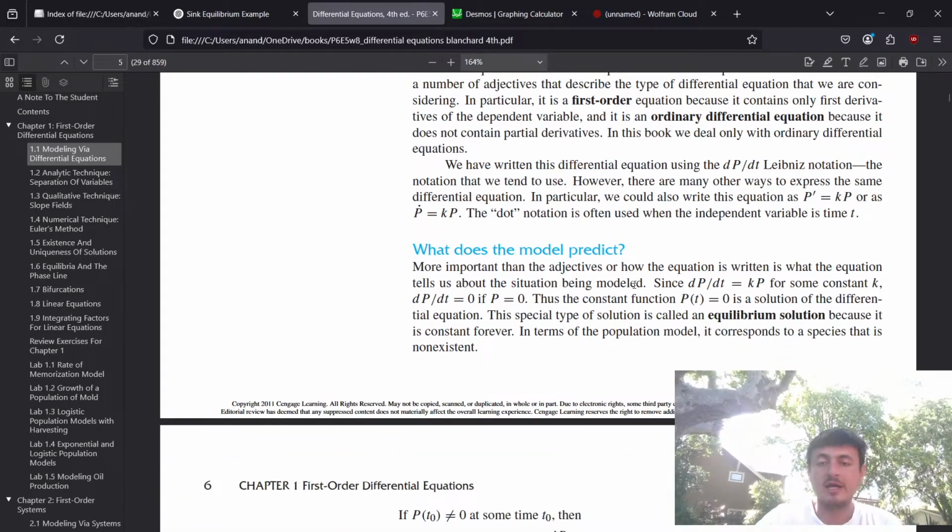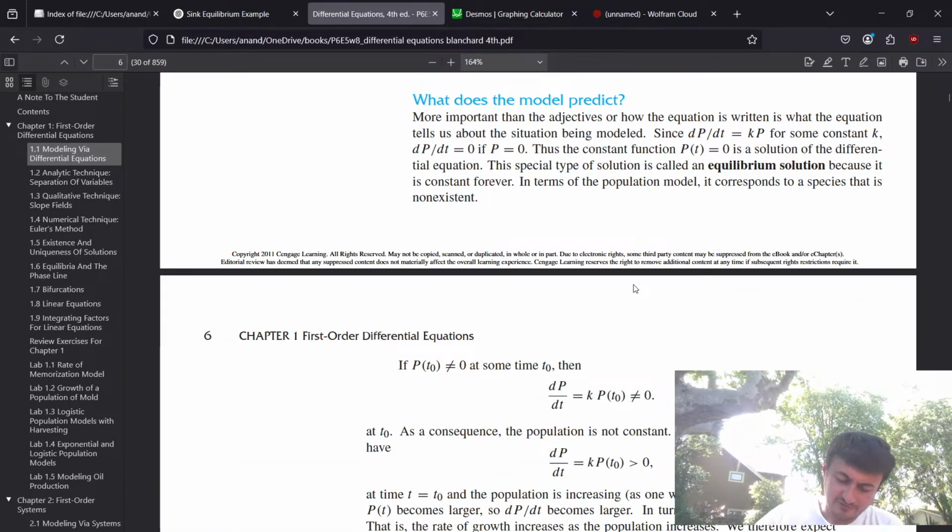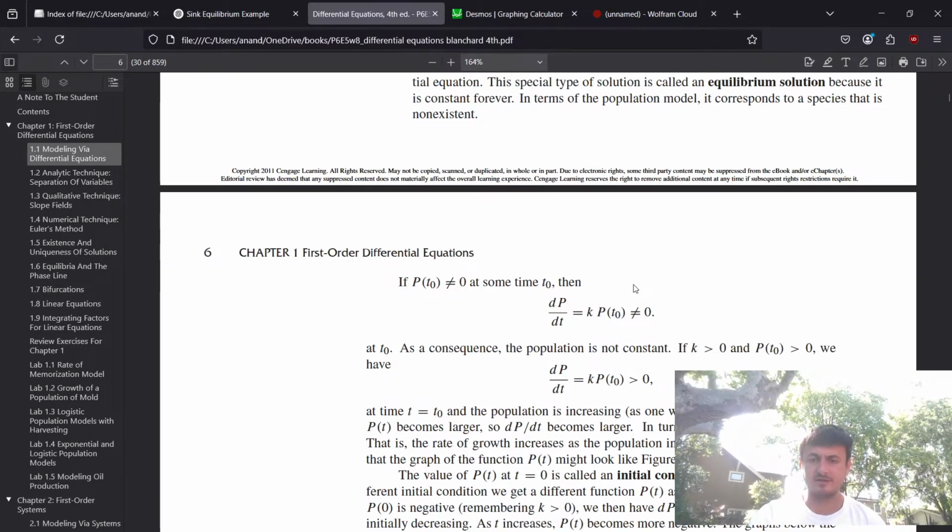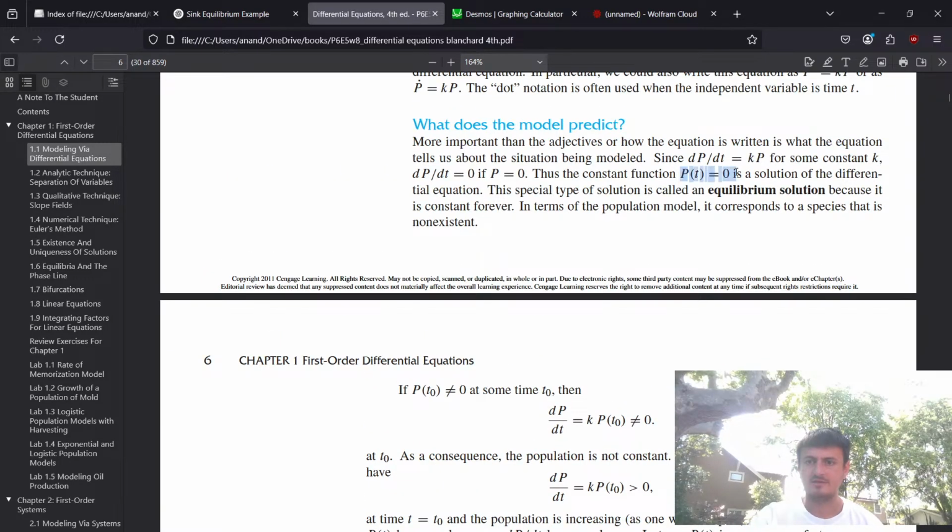Okay. So now we are going to go over the definition of an equilibrium solution. An equilibrium solution is written as P of t equals 0, and also P of t equals 50. Both examples. So this is the form that the teacher is going to want equilibrium solutions to be written in.